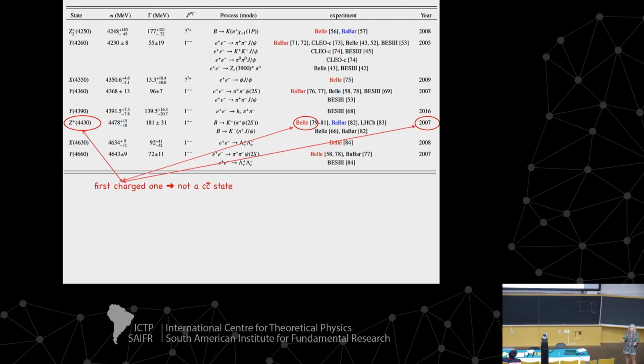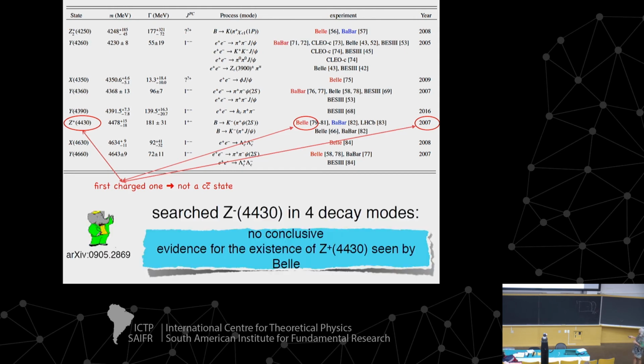And this was a really big thing, because it's in the charmonium mass range, but it's charged, so it cannot be a c c-bar state. So it has to be either a molecular or a tetraquark state. And this was really exciting at the time, until the BaBar collaboration, only 2 years after, searched for this state in 4 different modes and didn't see any evidence for the existence of this state. So this was really bad for the community. Everybody was excited, and then we were not excited anymore. We didn't know what was happening.